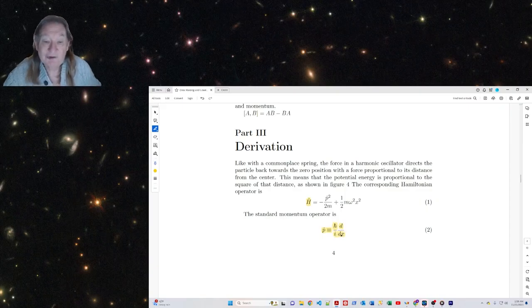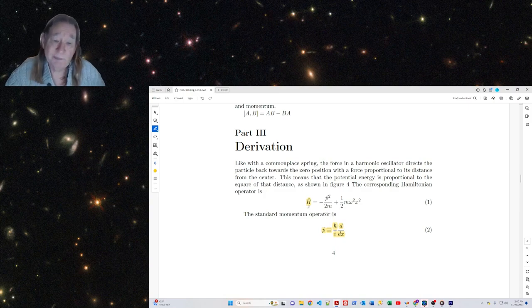d by dx, that's the derivative. So to get the momentum, you take the derivative of the wave function. I'm going to show you the wave function in a moment. And then you multiply by h bar over i. That's the momentum.